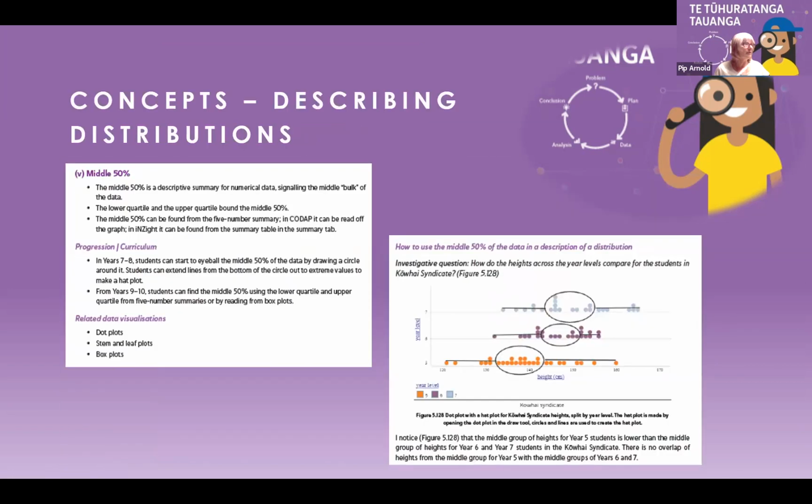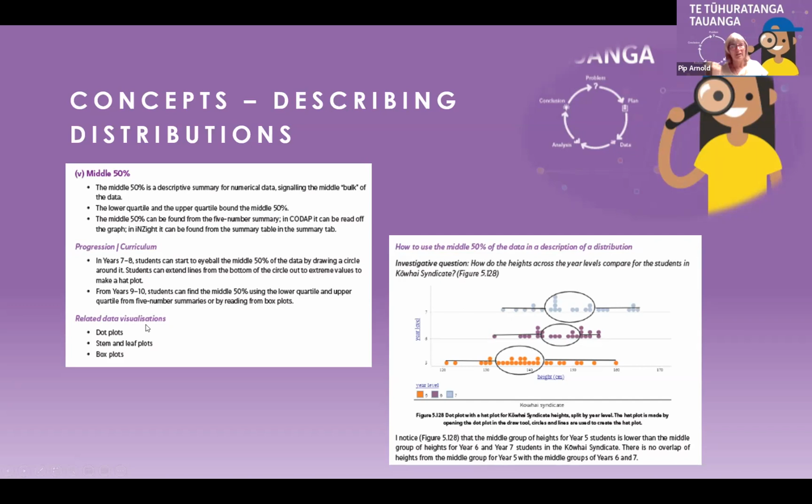And so here, when I come into the concepts for the features, I can see I've got a description, right? They might not be as long as the data visualizations ones, but we've got a progression here. In years 7 and 8, we can start to eyeball the middle 50%. Then from years 9 to 10, they're starting to create box plots. We're not wanting years 7 and 8 to make box plots. It's a pretty abstract concept, but we want them to start thinking about the middle 50%. And that's what that's indicating there.